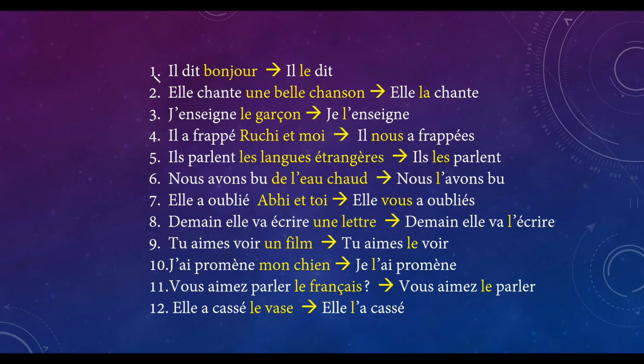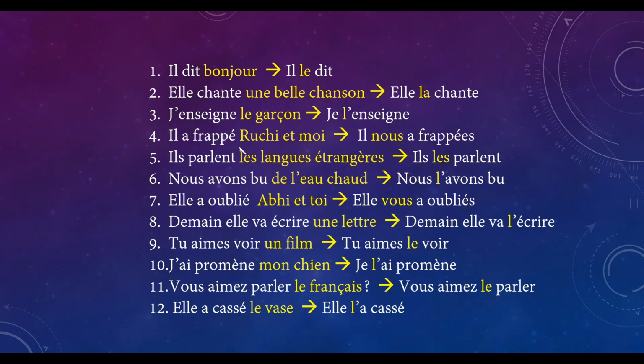First statement. Il dit bonjour. Bonjour, direct object. Il le dit. Elle chante une belle chanson, direct object, feminine. Elle la chante. J'enseigne le garçon, direct object, masculine singular. Je l'enseigne, l', because this starts with a vowel.